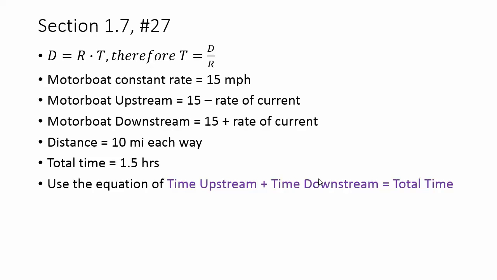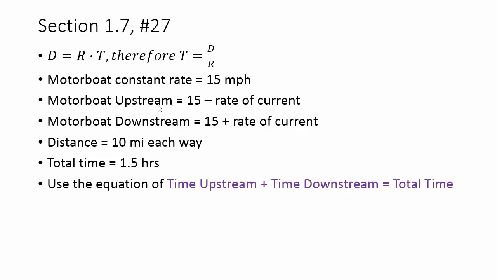Okay, this is problem number 27 from section 1.7. We're trying to find the speed of the current when we're given this information. We know that the motorboat in this problem goes 15 miles per hour in still water.